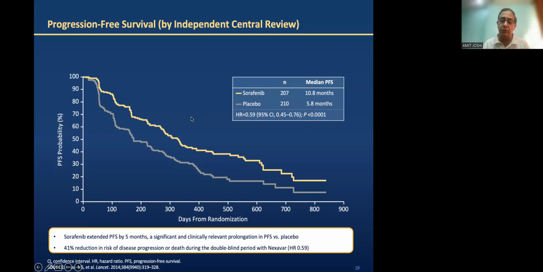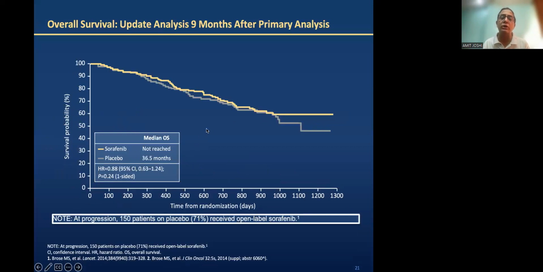So that is what the trial concluded. The other question is whether there was an overall survival benefit or not. In this study there was a crossover, meaning those patients on the placebo arm were allowed to receive sorafenib at the time of progression. Around 60-70% of patients in the placebo arm received sorafenib at the time of progression.